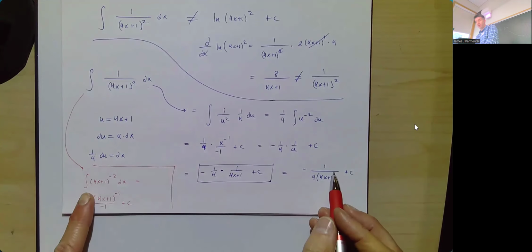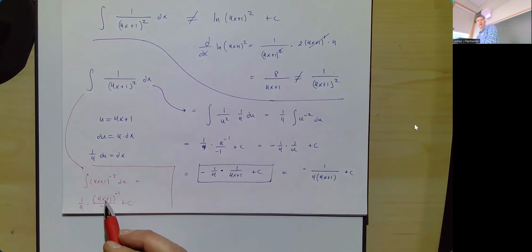Right, my 4x plus 1 is in the bottom, it's 4x plus 1 to the first, or 4x plus 1 to the -1st on top. And then you've got a -1/4, and you've got a -1/4. Those are the same answers. I've just written them slightly differently.